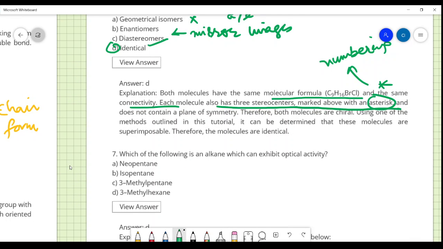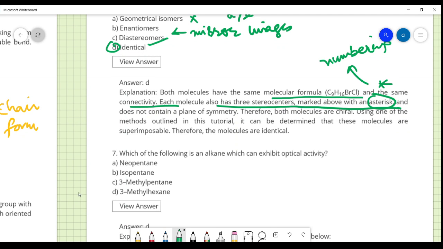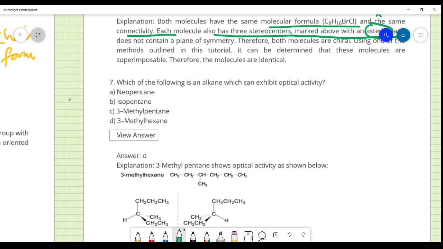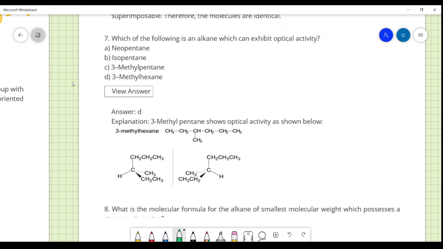Next question: which of the following is an alkane which can exhibit optical activity? I think for that you can go directly to the answer, because writing a structure is sometimes more essential than just visualizing it. So neopentane, you just write it as CH3, CH2, CH2, CH2, CH3. That we call normal pentane.